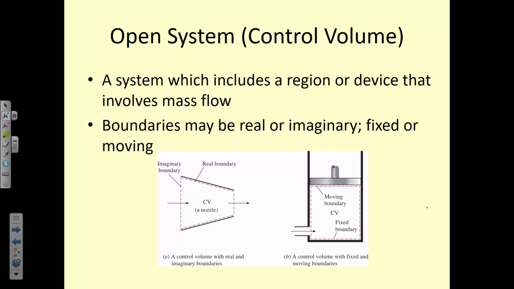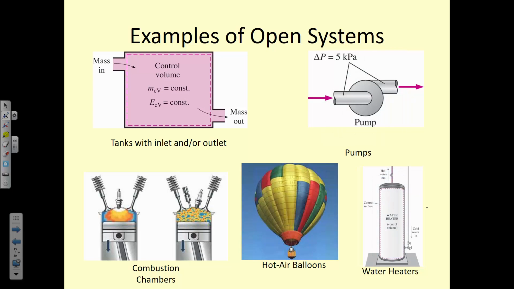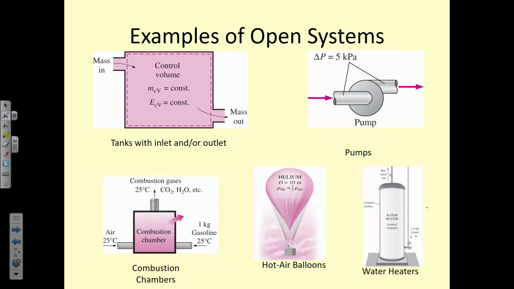An open system is one where you can have mass crossing the boundary of the system. And sometimes an open system is also called a control volume because in many cases the volume is fixed, but not always. So any system which includes mass flowing through it is an open system. And again, we can have real or imaginary boundaries, and the boundaries can be fixed or they can be moving. So an open system has a lot more variables that we have to analyze and look at. Some examples of that would be tanks that do have inlets or outlets, pumps, combustion chambers, hot air balloons, water heaters.